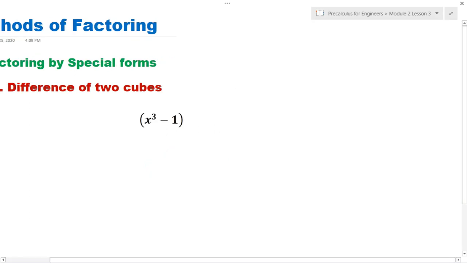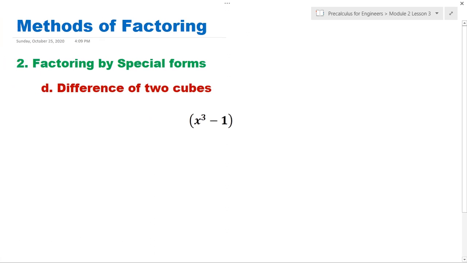How about this? We have x cubed minus 1. Can 1 be rewritten as the cube of a number? Yes, because 1 raised to an exponent, the answer is still 1. So we can write this as x cubed minus 1 cubed. Therefore, this is difference of two cubes.